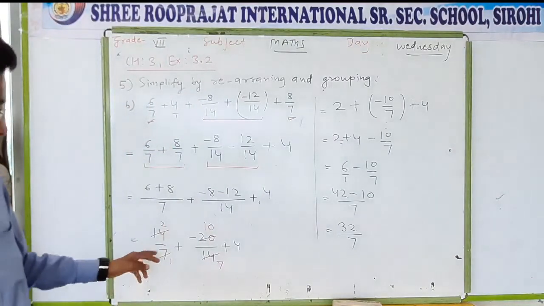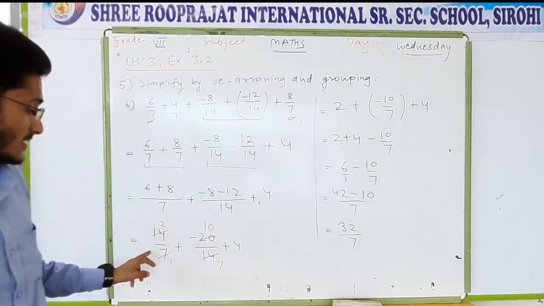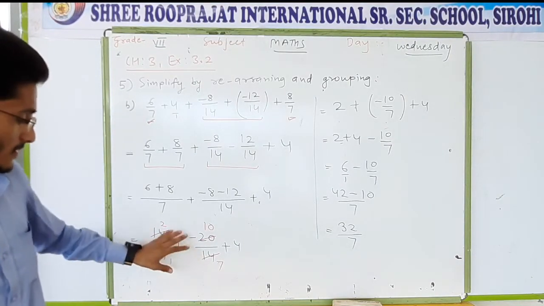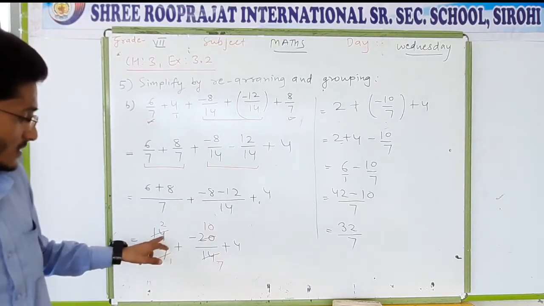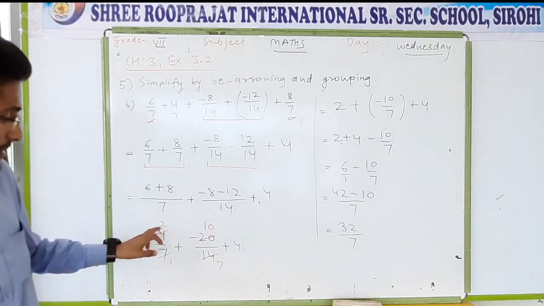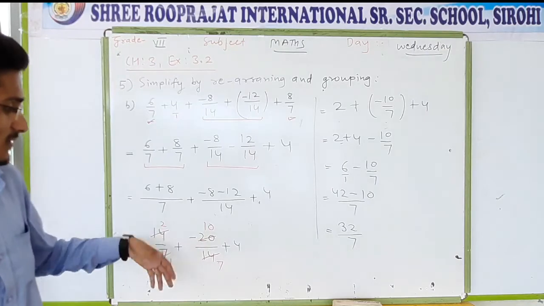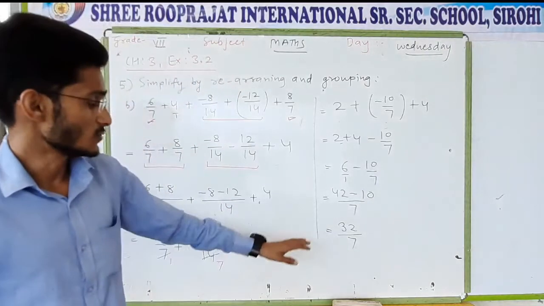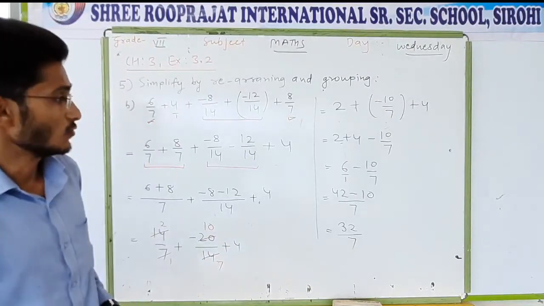Or even you can skip the division here, because here you are getting a 7. So after that you can add 7 and 7. So you will get here 14, and here you will get a 10. So 14 plus 10, 24. Or even you can divide, it's your choice. Okay, so final answer is 32 by 7.